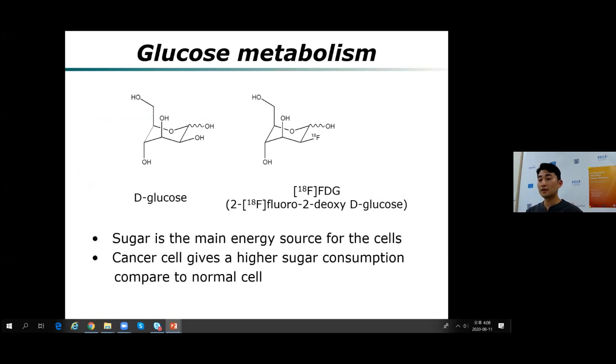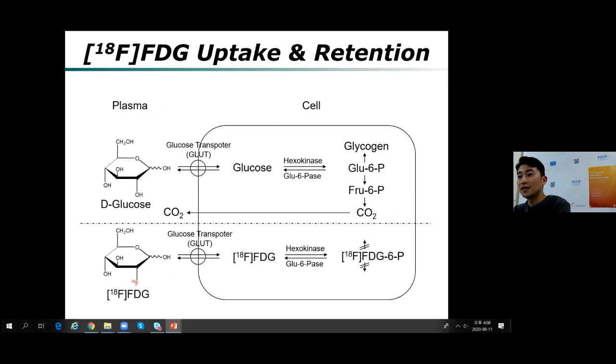I think all of you already know about the glucose metabolism pathway, and we can use FDG for diagnostic imaging of tumors. Because sugar is the main energy source for the cell, and especially cancer cells have higher sugar consumption compared to normal cells, we can easily access diagnostic imaging using this type of radiopharmaceutical.